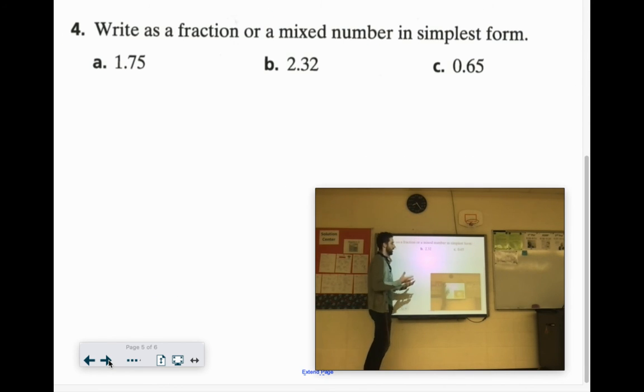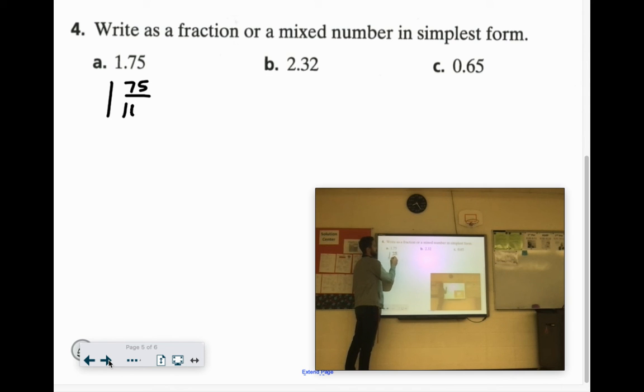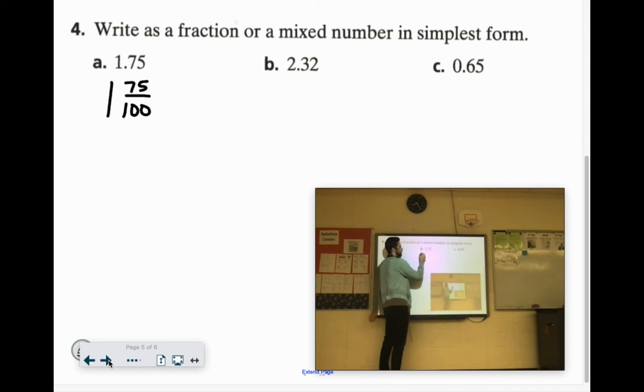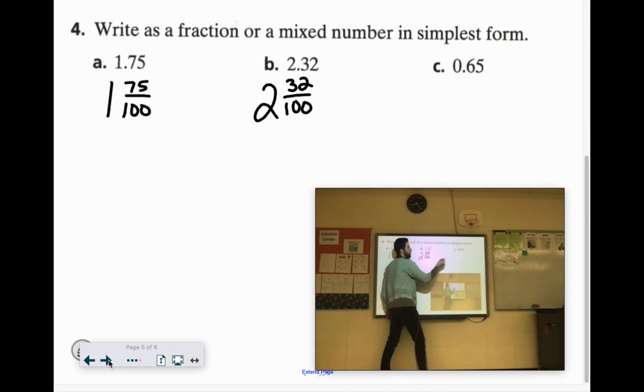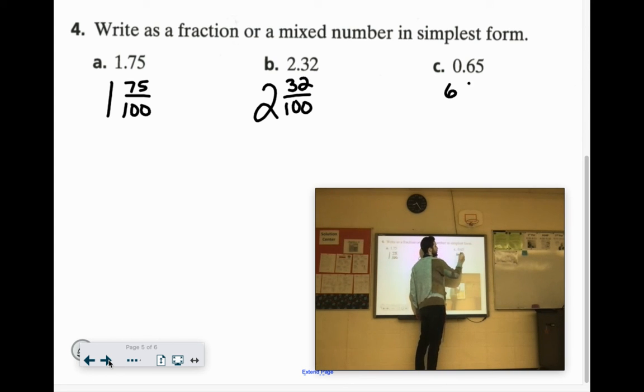So put it as a fraction over the column place. So anytime it goes to the second column, it would be hundredths. If it went to the third column, it would be over 1,000. If it just goes to the first column, you could just make it over 10. So 1.75 would be 1 and 75/100ths. And we'll reduce all these in a minute. 2.32 would be 2 and 32/100ths. 0.65 is just 65/100ths.